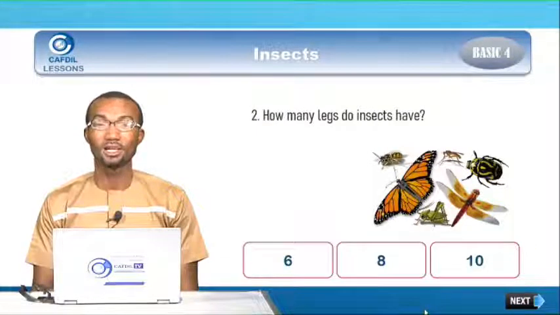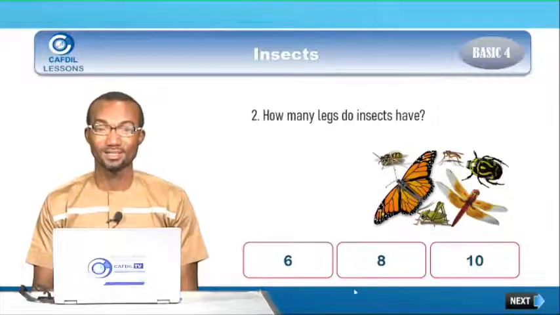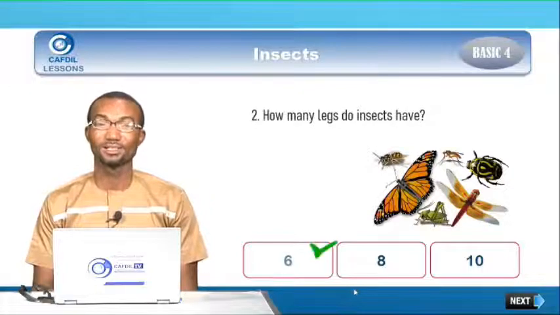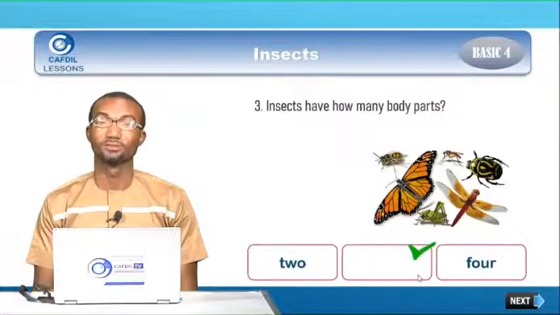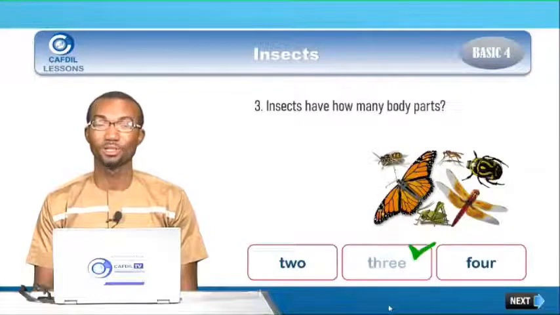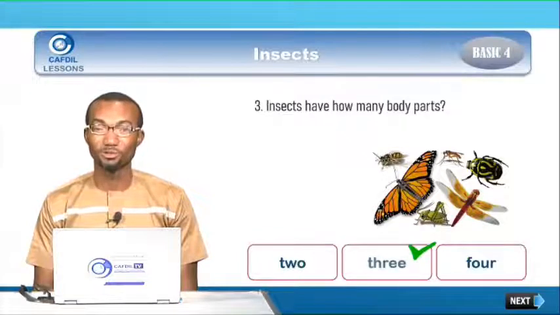2. How many legs do insects have? I just said it. Good. Insects have 6 legs. 3. Insects have how many body parts? 2, 3, or 4? 3. Very good. Insects have 3 body parts. That is the head, the thorax, and the abdomen.